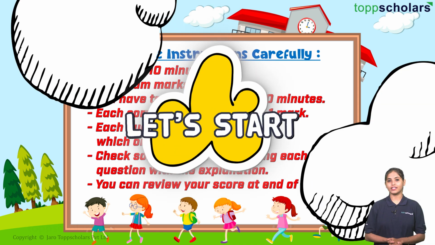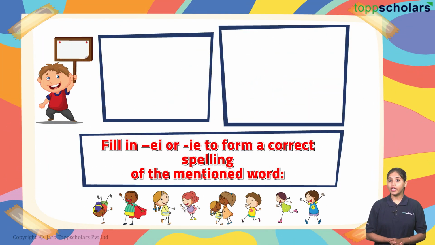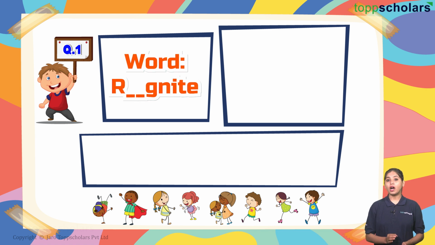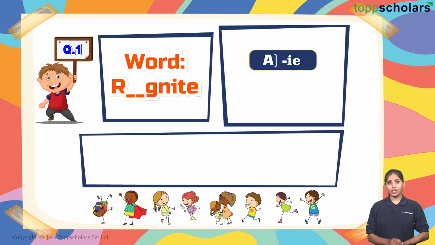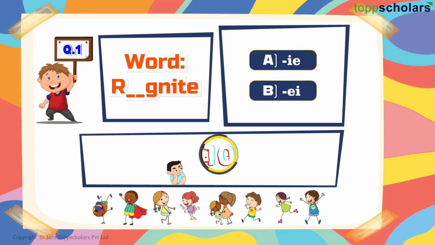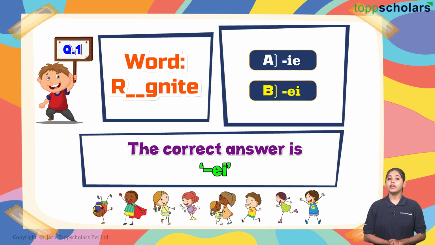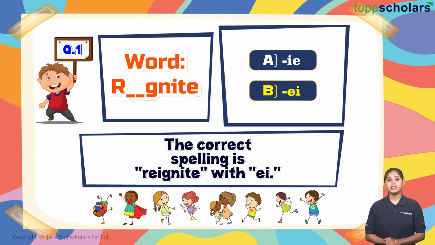So, let's start. Fill in EI or IE to form a correct spelling of the mentioned word. Number 1. Word R-GNITE. Options IE or EI. The correct answer is EI. The correct spelling is reignite with EI.